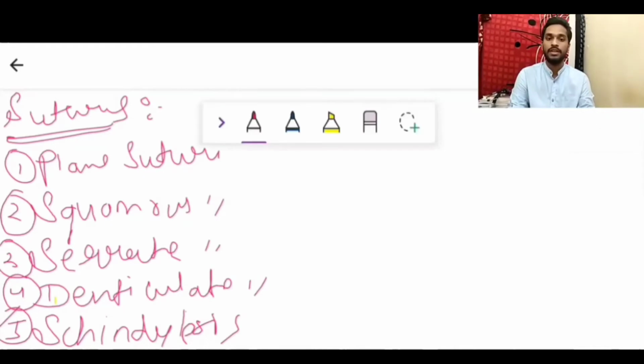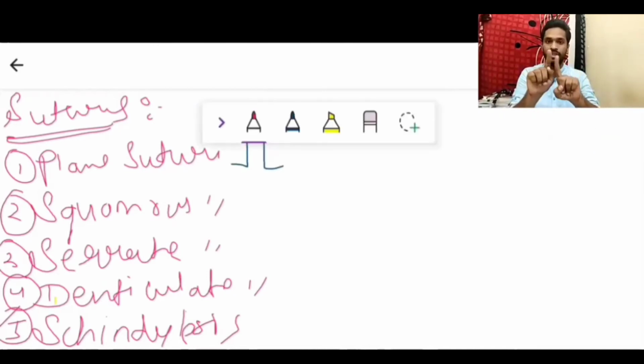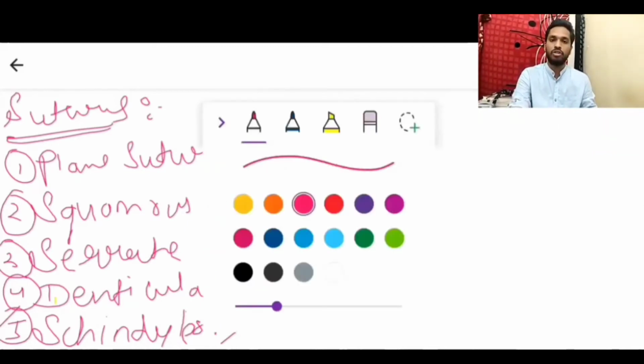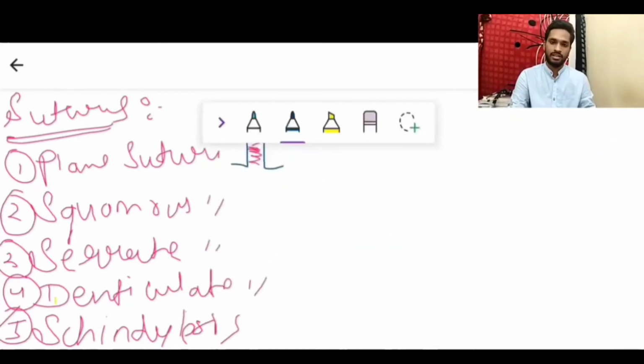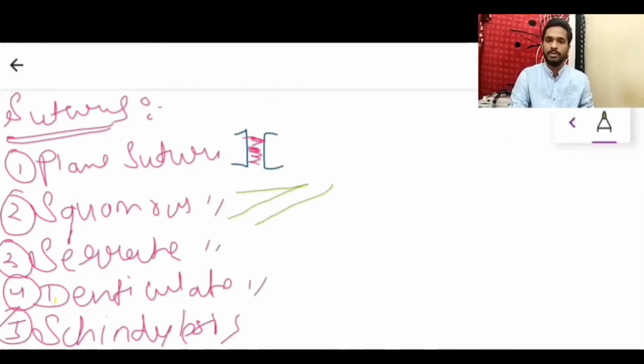Okay, so first we have plain suture joint. Suppose these are the two bones; in between we have a fiber. Then we have a squamous joint, right? In squamous joint, they are lying one above the other, something like this. One bone, another bone, and in between we have the fibers.